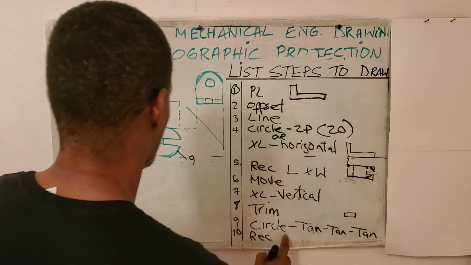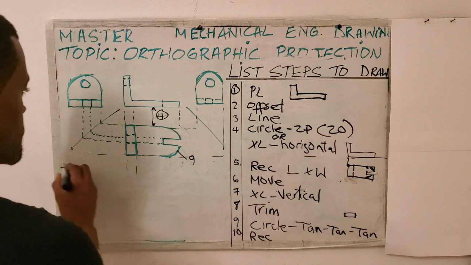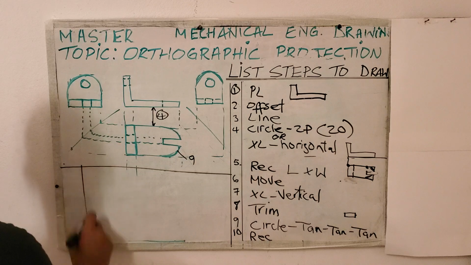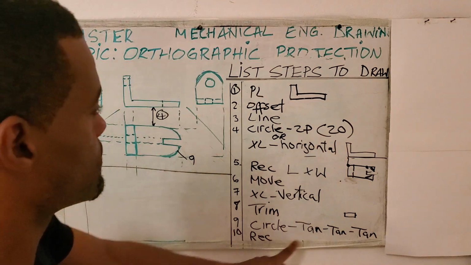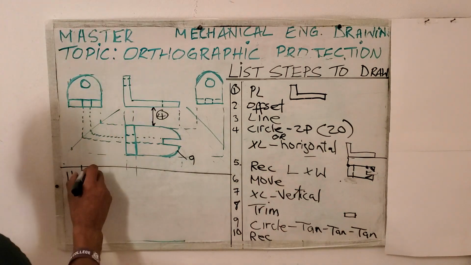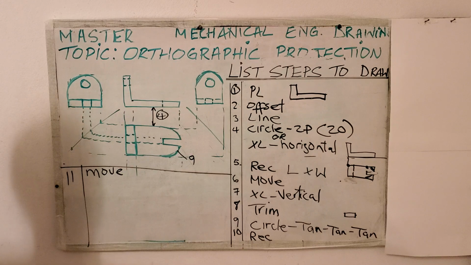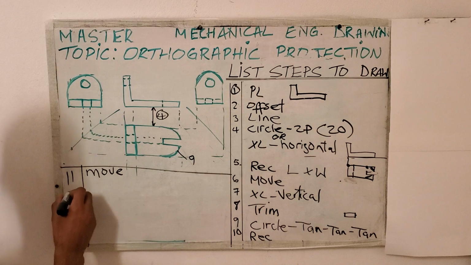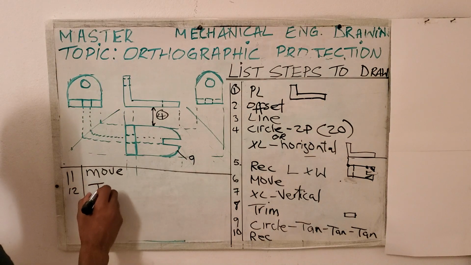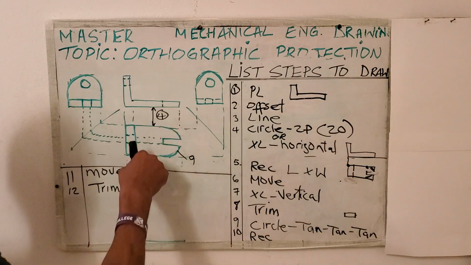So task number 11 would be to draw a rectangle, then move it using here as the base point, then drop it here, then trim out the middle right here. That would have been done. So these 2 pieces would have been done.